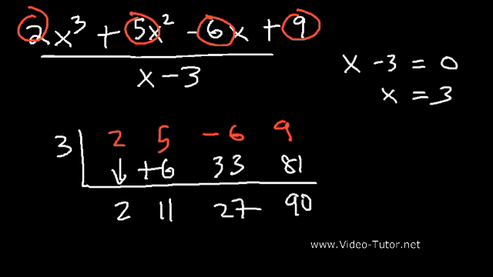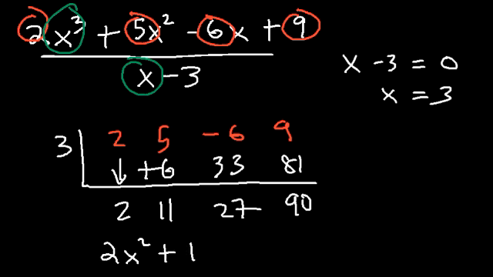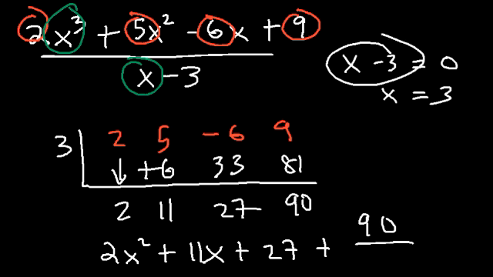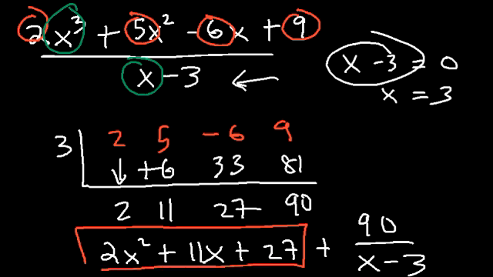Now, we're not done yet. There are a few more things that we need to do. Now, we need to write these numbers in terms of a polynomial. If you divide x cubed by x, you're going to get x squared. So this is going to be 2x squared plus 11x plus 27. And the last number is the remainder. It's going to be a remainder of 90 divided by what you tried to divide it by, which is x minus 3. So this is the answer. This portion here is the quotient, and this portion is the remainder.